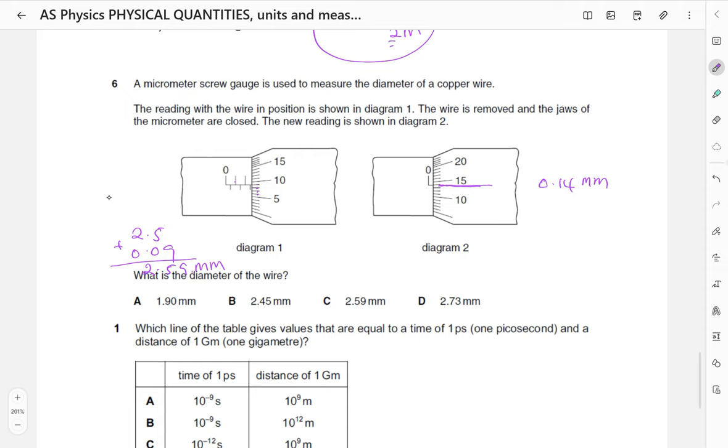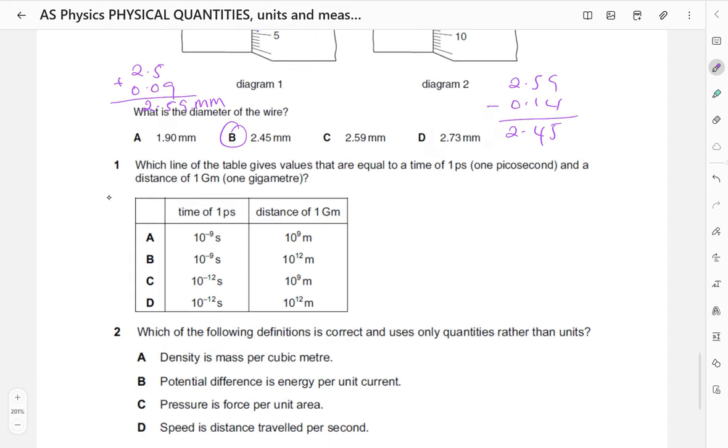It is positive because the zero on the scale which rotates, on the left, is actually below. So that error is going to be positive. And if it is positive, we are just going to subtract it from the main reading. So we have 2.59 minus 0.14, which gives us 2.45, which makes our answer to be B.